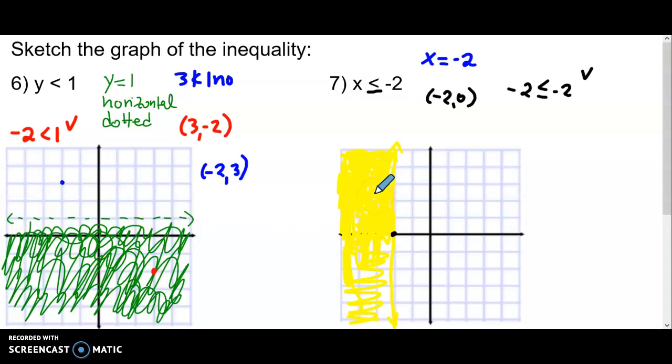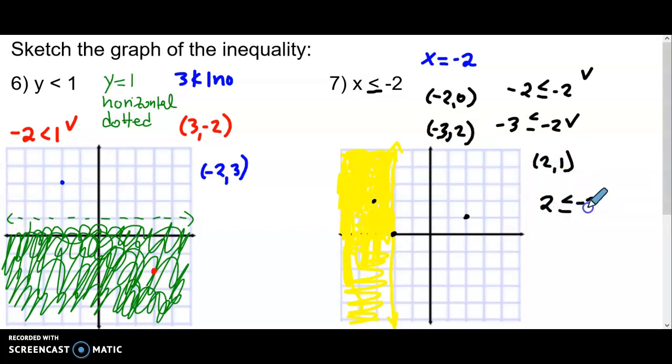Let me choose another point. It can be a point right here. This is -3, 2. If you put it in, you're going to have -3 is less than or equal to -2, which is true. If I choose this point, it should not be working. This point is 2, 1. If I put 2, 1 in there, I should be getting 2 is less than or equal to -2, which is false. Because it's not in the shaded area, I'm getting a false statement, and no. Anything in the yellow area would be giving me a yes.